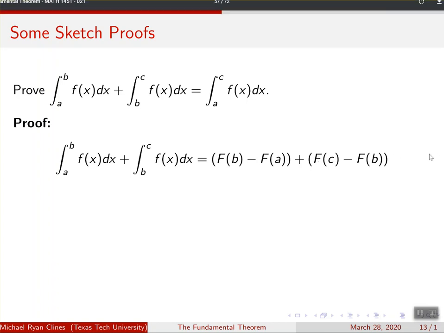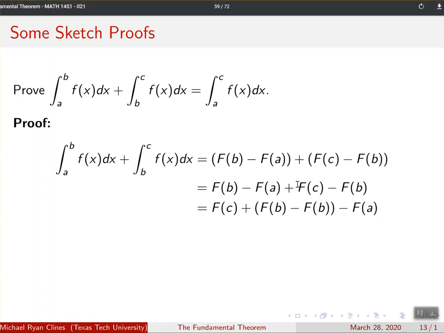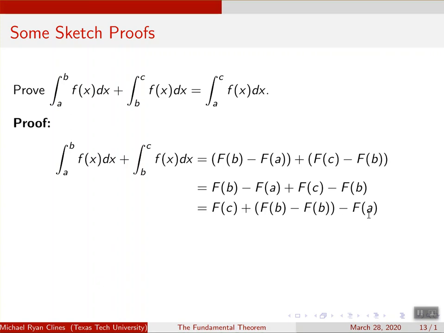Now, let's rearrange some terms. Because we're just adding and subtracting, I can do that without violating any PEMDAS rules. So we have F of b minus F of a plus F of c minus F of b. And then just pull this F of c right here out in front. Get this F of b and this minus F of b together. And minus F of a, we're going to pull this to the right. So all I did was I took this and I manipulated to get this. Just adding and subtracting, so I'm not violating any rules here.